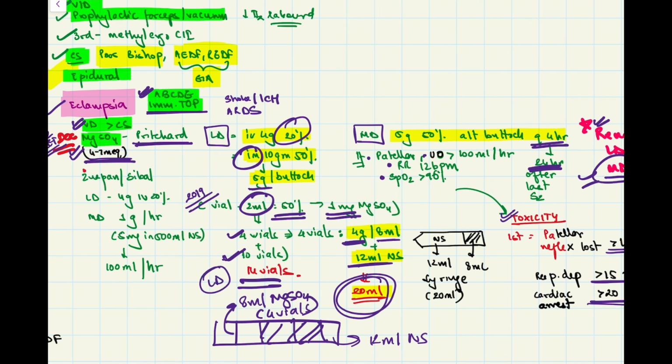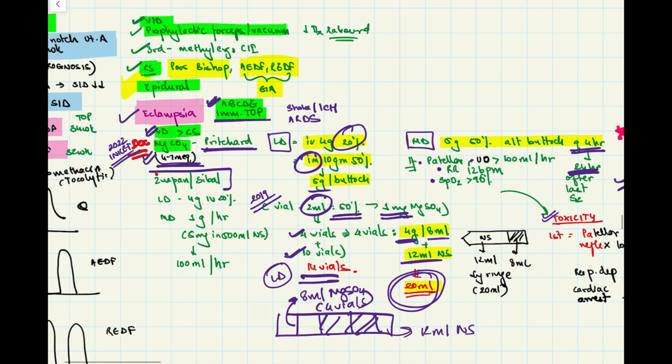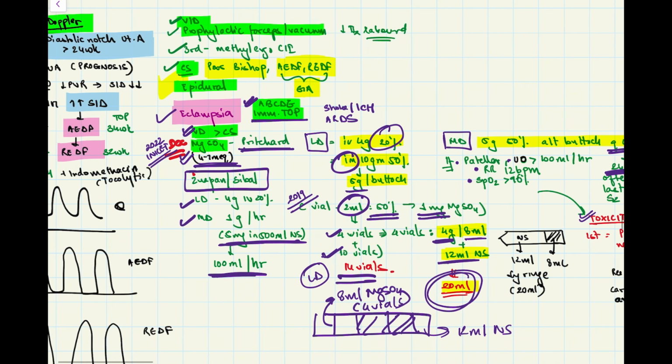There is another regime, which is the Zuspan or the Cibal, where loading dose is again 4 gram IV 20%, but the maintenance dose is 1 gram per hour. 5 milligram in 100 ml MS is given at the rate of 100 ml per hour. This is not that important, but Pritchard's regimen is very, very important, and this should be learned by heart.